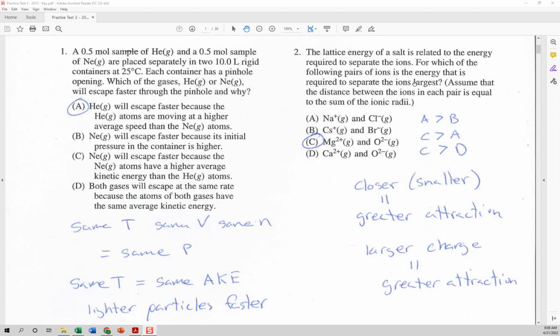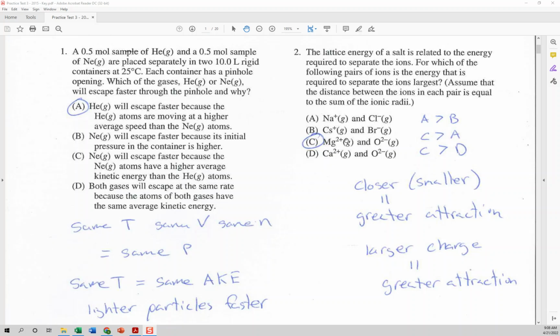So remember, the closer the ions, so the smaller they are, the greater the attraction, and the larger the charge, the stronger the attraction. So if I'm looking at A and B, I know A would be stronger than B because sodium is smaller than cesium and chloride is smaller than bromide. So that interaction would be stronger than that interaction, okay? And then if I compare C and D, I know C is going to be stronger than D because magnesium is smaller than calcium, and they have the same sized anion, so that interaction is going to be stronger because of magnesium being smaller.